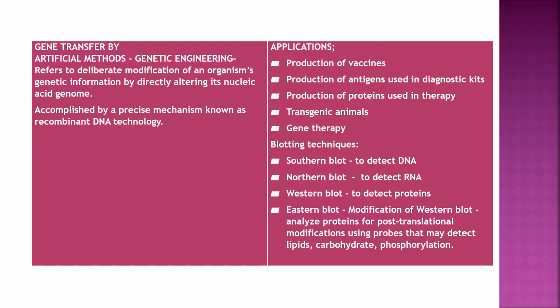Blotting techniques: Southern blot to detect DNA, Northern blot to detect RNA, Western blot to detect proteins. Eastern blot is a modification of Western blot, to analyze proteins for post-translational modifications using probes that may detect carbohydrate and phosphorylation.